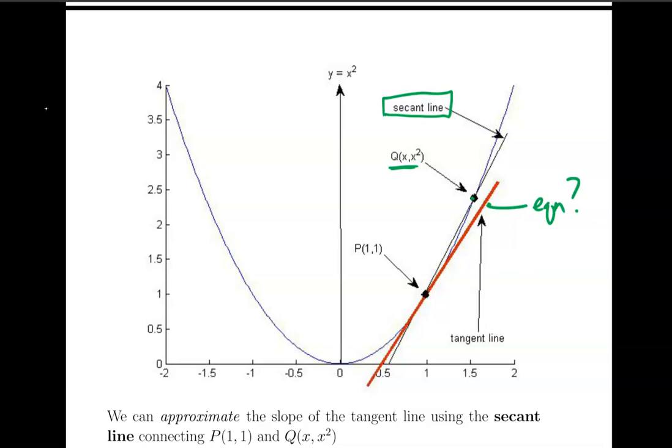So the question is, is this a reasonable estimate? In other words, given the point Q, if I calculate the slope of the line PQ, the secant line, is that a reasonable estimate for the red tangent line? Yeah, it's okay. Obviously, PQ is a little steeper, right? This is a little steeper, this is a little shallower.